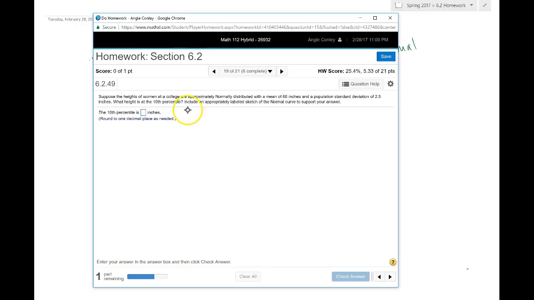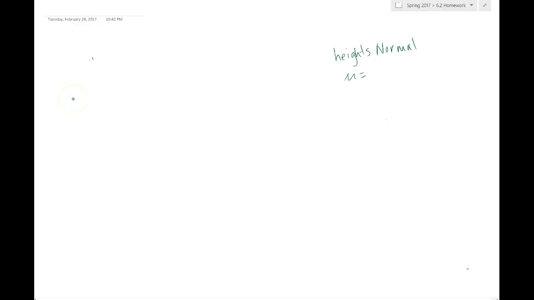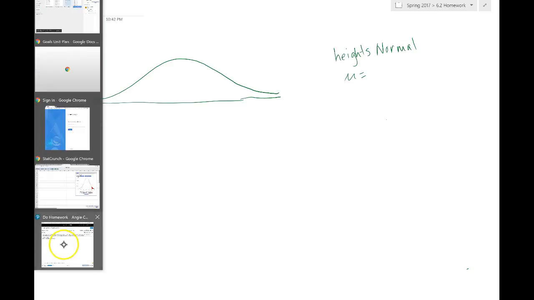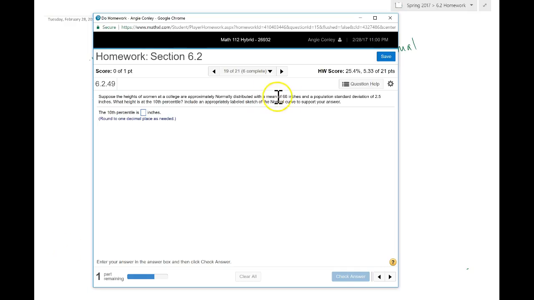But here's my question. I've got heights of women at a college. They're approximately normally distributed. I'm always going to stop right there because as soon as I hear normally distributed, I'm going to draw my normal curve and then go back to the rest of the question. They have a mean of 66 inches and a population standard deviation of 2.5 inches.